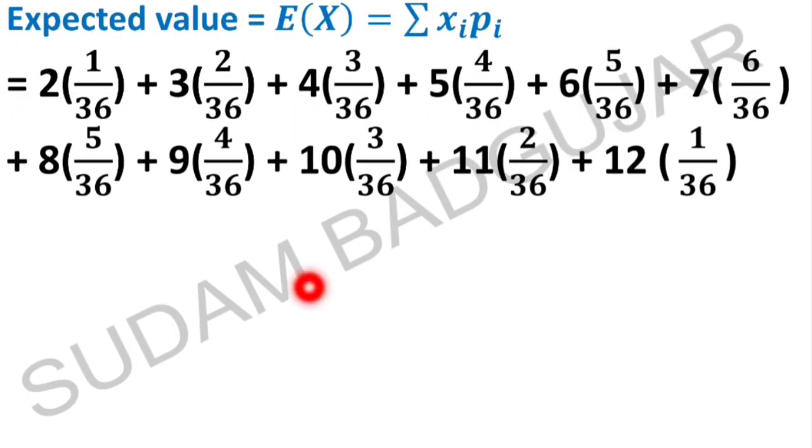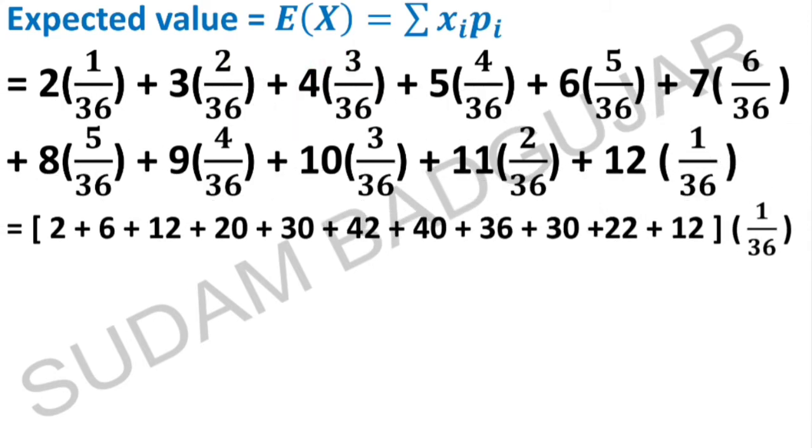In this case 1 upon 36 is the same term in all 11 terms. See, there are 11 terms, 1, 2, 3, 4, 5, 6, 7, 8, 9, 10, 11. From all terms, you can write 1 upon 36 outside and the remaining terms you have to write in bracket. See here, the remaining terms: 2 is here, 3 into 2, that is 6, 4 into 3, 12. So you will get 2 plus 6 plus 12 plus 20 plus 42 plus 40 plus 36 plus 30 plus 22 plus 12, bracket complete into 1 upon 36.